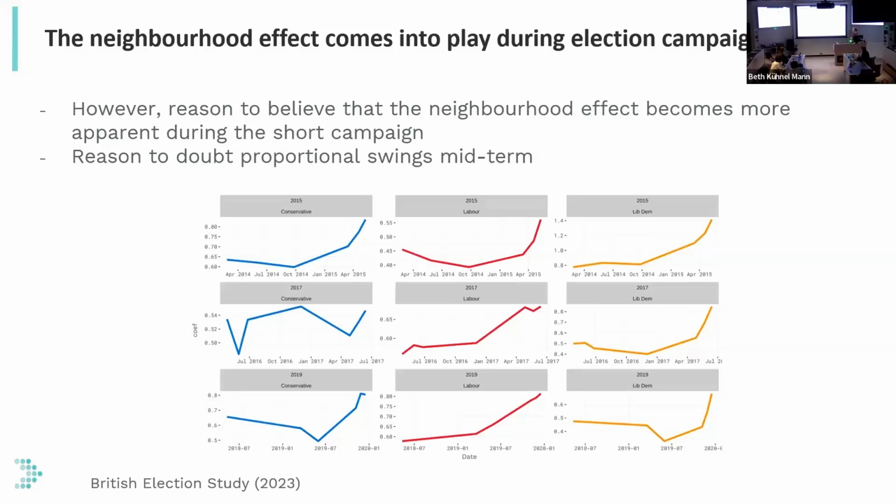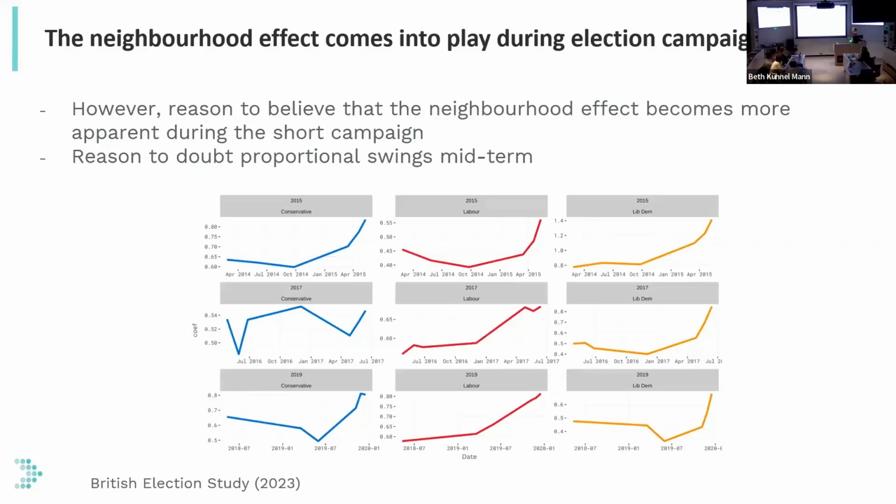So this is using, I'm sorry, I realize as I look at it, I've not labeled it very clearly, but this is using British Election Study data from the last 3 elections. The y-axis is just the coefficient of party support in the constituency on voting intention for that party. And what you can see is that in 8 out of the 9 cases here, that coefficient has increased in the last few days before the election.